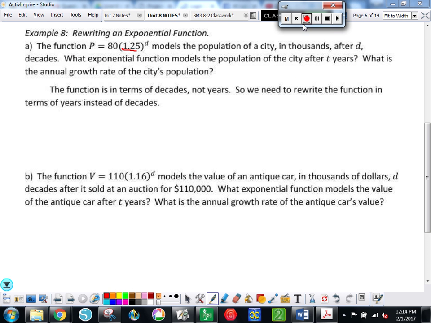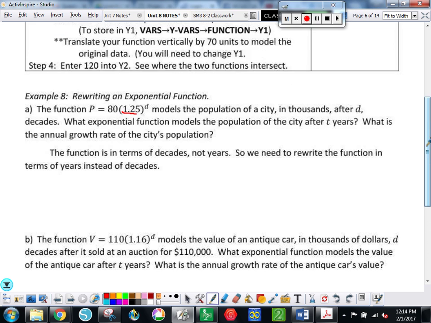So if the 1.25 is my growth rate for the entire decade, do you suppose my yearly growth rate would be higher than that or lower than that? Lower. In fact, if I were to come up with an equation, and I always have to think about this 7 times in order to get it right.